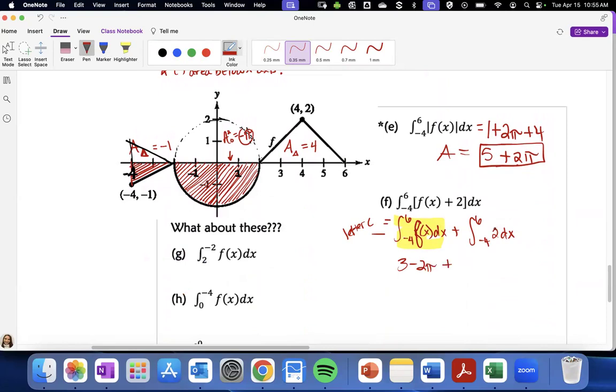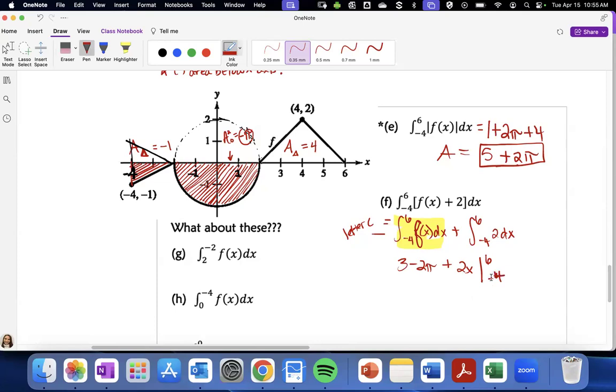And then plus, can I find the integral of 2 from this graph? No. So I just integrate it, right? I can integrate 2. What's the integral of 2? 2x from -4 to 6. And that part is what I need to use the fundamental theorem of calculus on. So f of b minus f of a.